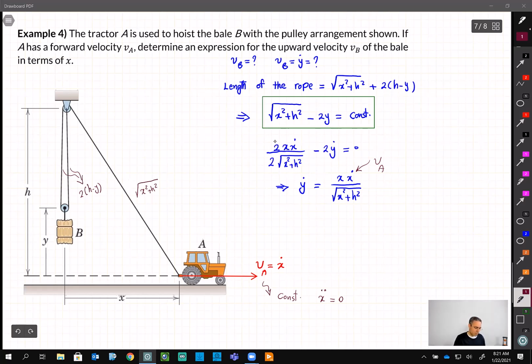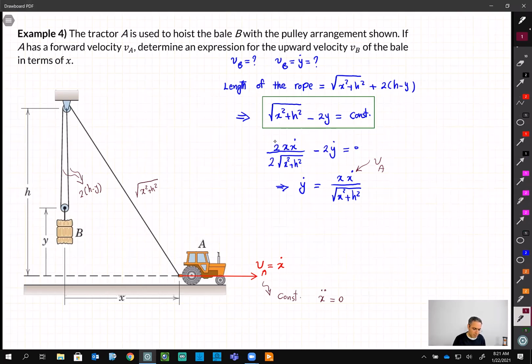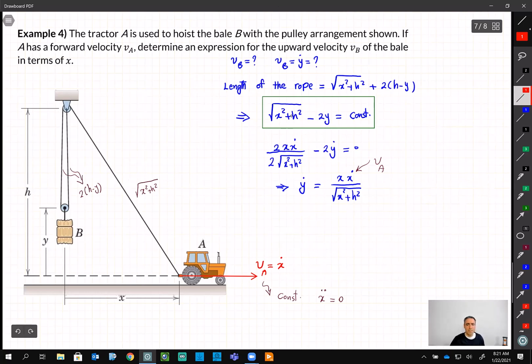So it is, right? If you simplify, like here, you take the derivative inside. What is the derivative of x to the power 2? It is 2x x dot, and then divided by 2 square root of x squared plus h squared. And then you just simplify this one. Okay?